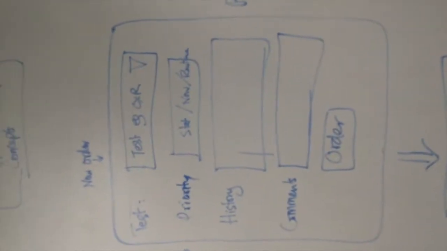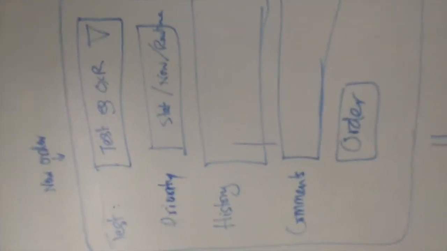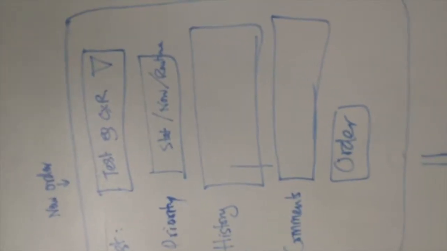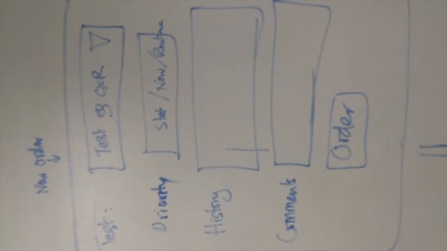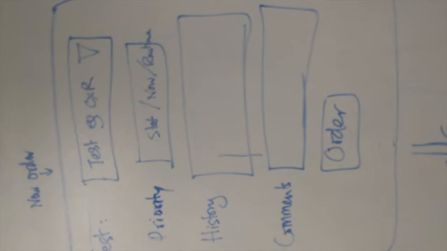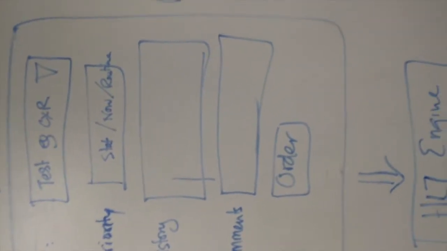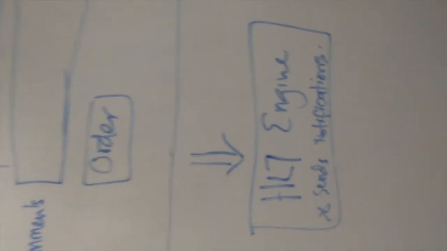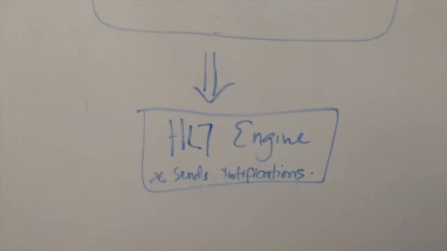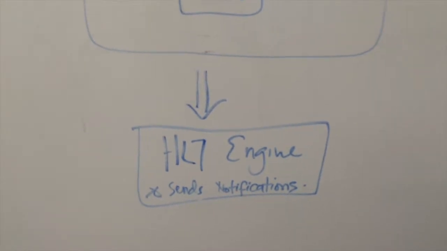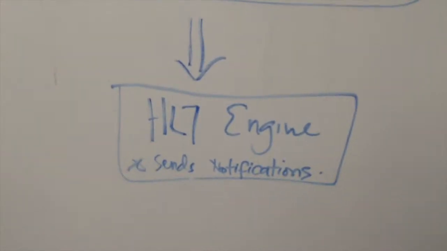So you come in and there's a drop-down box asking for the test to be ordered. The priority, is it stat, now, or routine? And then history, let's say the patient presented with chest pain, and then comments, and then you order the test. And so ordering should trigger this HL7 engine that sends a message to DCM4CHE that a test has been ordered.